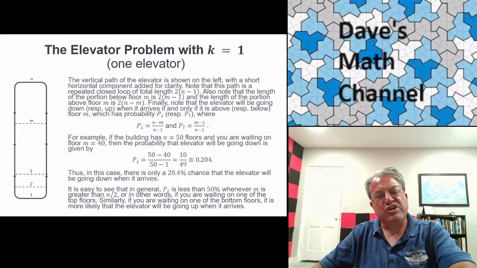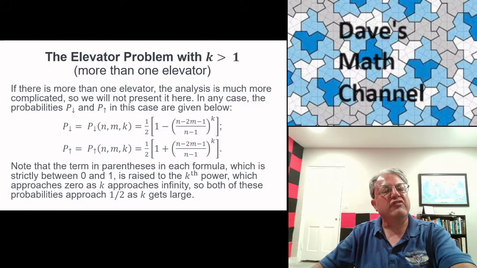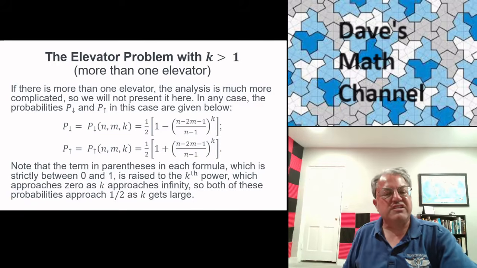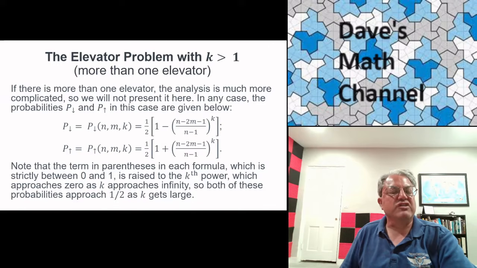And you might be wondering what happens if you have more than one elevator. Well, I actually did this calculation a few weeks ago. The analysis becomes much, much more complicated. I'm not going to do it here, but I'll just present the formula. So these are the formulas you get in the case in which k is greater than 1. I guess these formulas also work if k equals 1, but these are the general formulas.